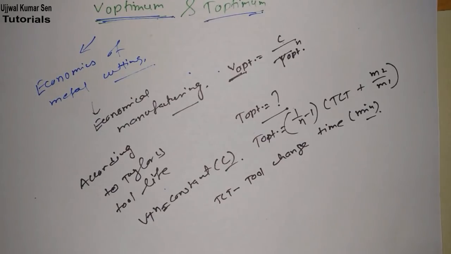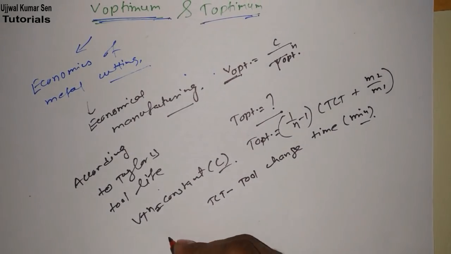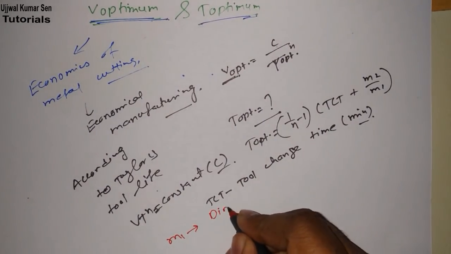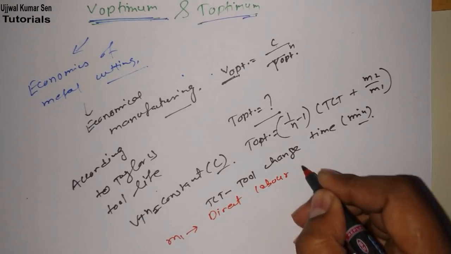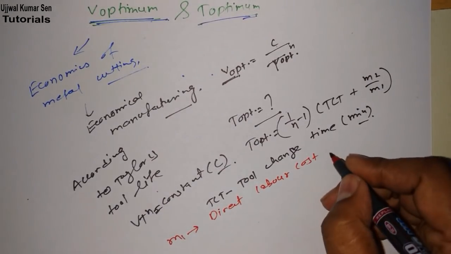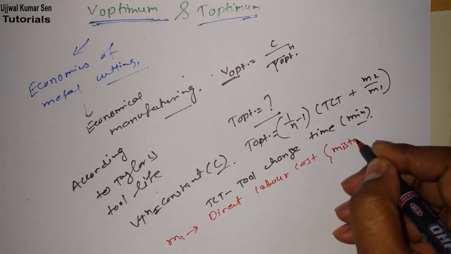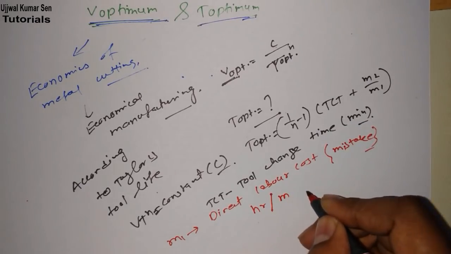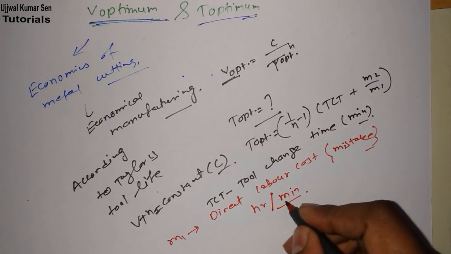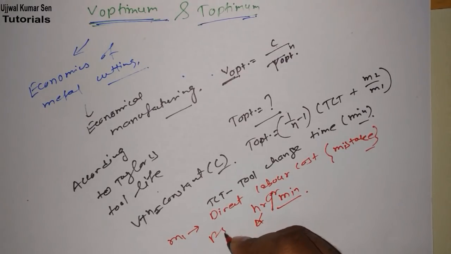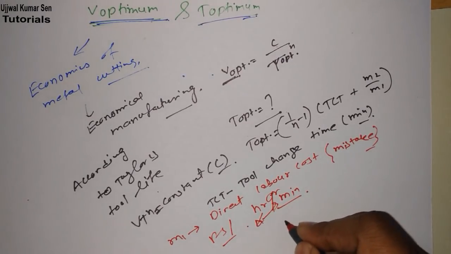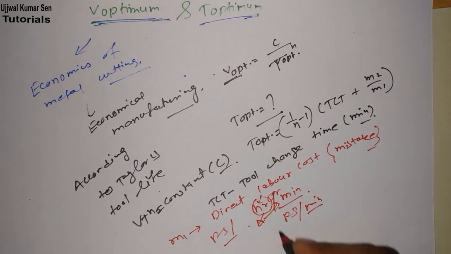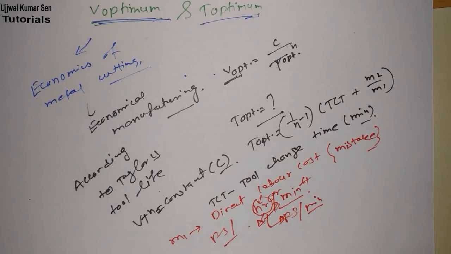Now let's move forward to other terms, that is M1. M1 is direct labor cost. And here you can make a mistake. Actually, in the question it is probably given per hour or per minute. If it is given in rupees per hour, we have to convert that into rupees per minute. If it is given in minutes, then it's okay.